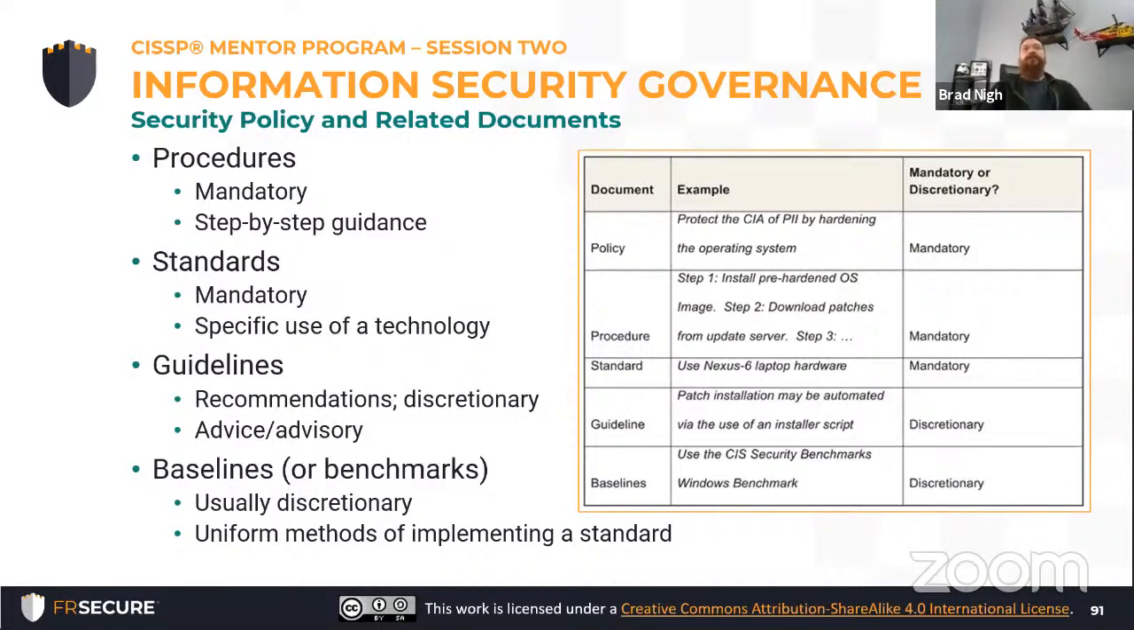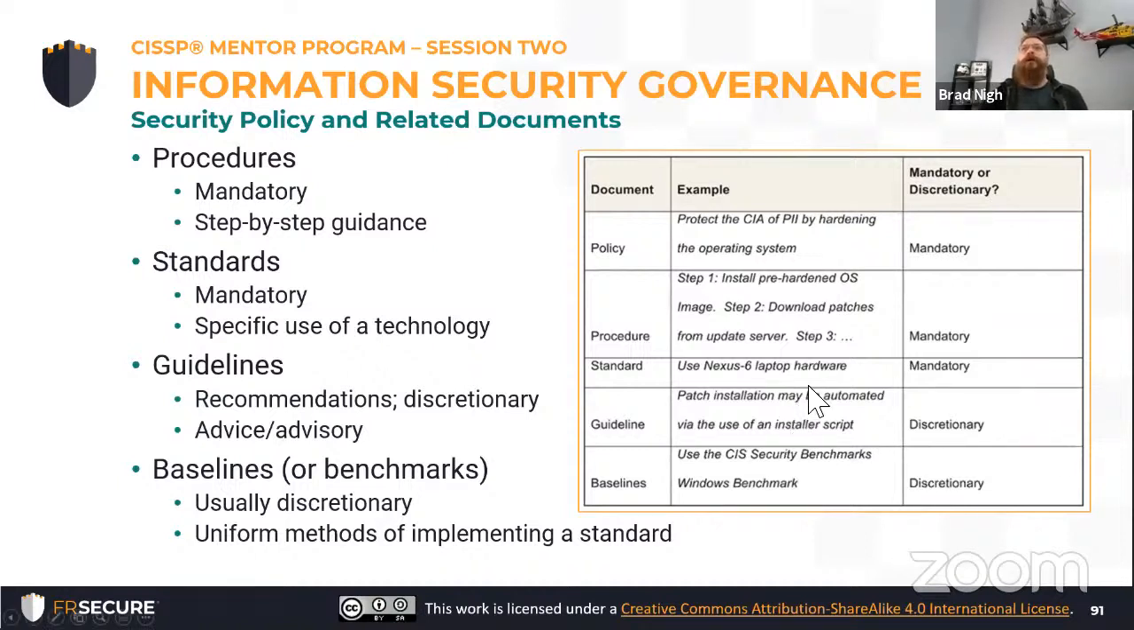Guidelines, these are discretionary, right? It's recommendations. Hey, if you want, patch installation may be automated via the use of an installer script, meaning I don't have to go and manually download this. I could write a script, as long as it's getting downloaded and I can show that it's compliant with policy, that's fine. So they're giving it a little bit more wiggle room. And then the baseline or benchmark is typically discretionary, but it's making sure you have a uniform method. So just making sure that you know what the baseline is, what am I going to compare against to see if there are anomalies?